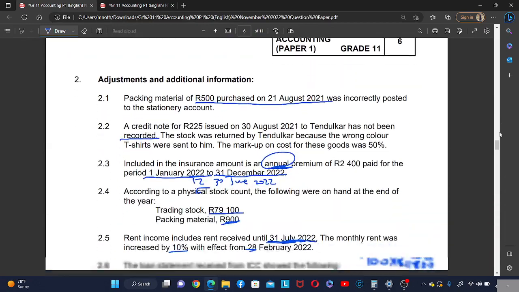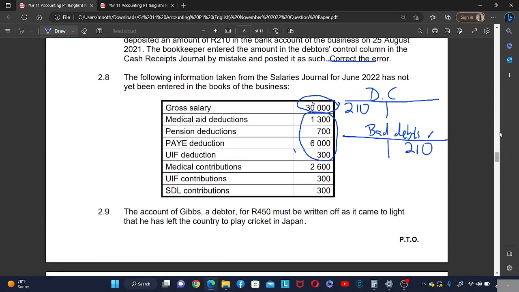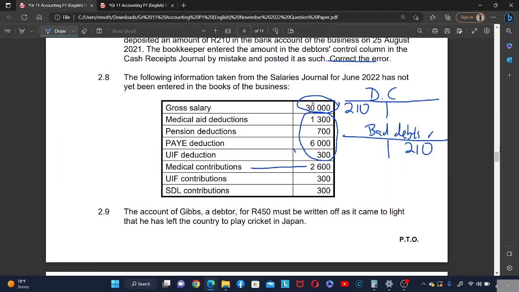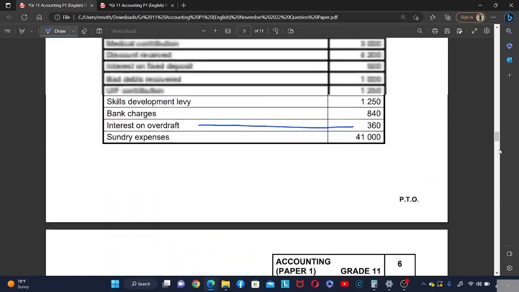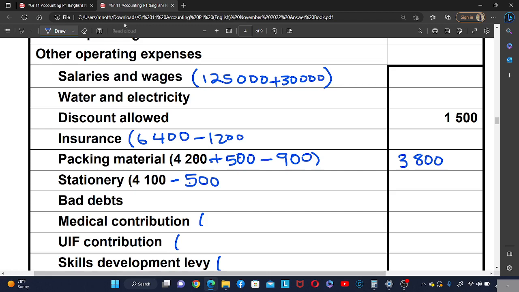And then we also have the contributions. Remember, the contributions are made by the business, so it's an expense to the business. So we have the contributions for medical aid. Let's check first how much is the medical aid in the trial balance. The medical aid is 3,000.